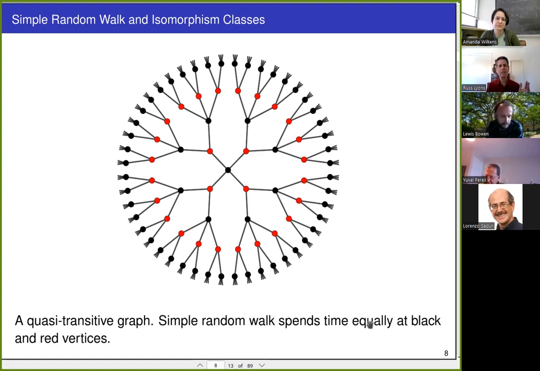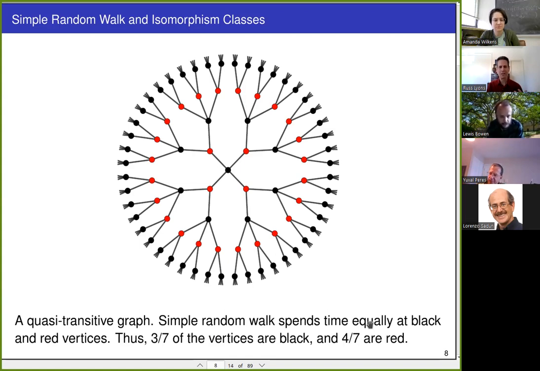And so if you unbias by the degree, 3/7 of the vertices are black and 4/7 are red. In other words, if you multiply this number by 4 and this number by 3, you'll get equal numbers. Now, I'm not proving anything here. I'm just trying to give you some intuition behind the concept which is going to come up.